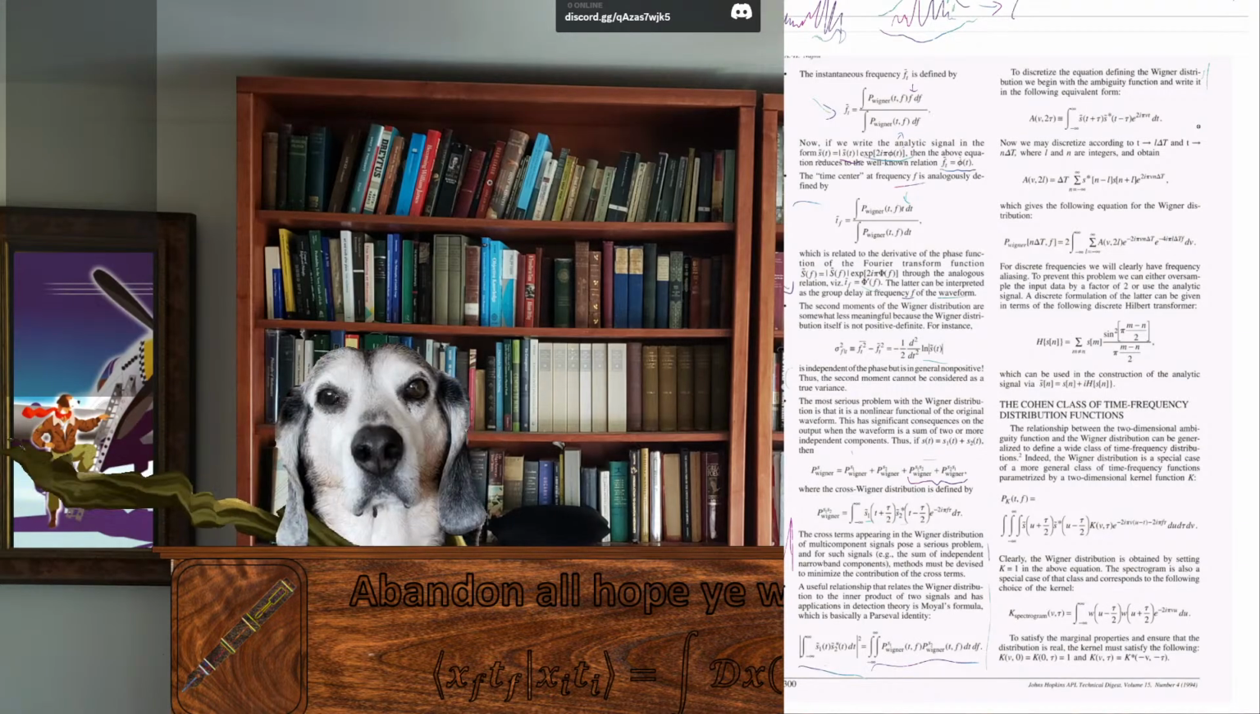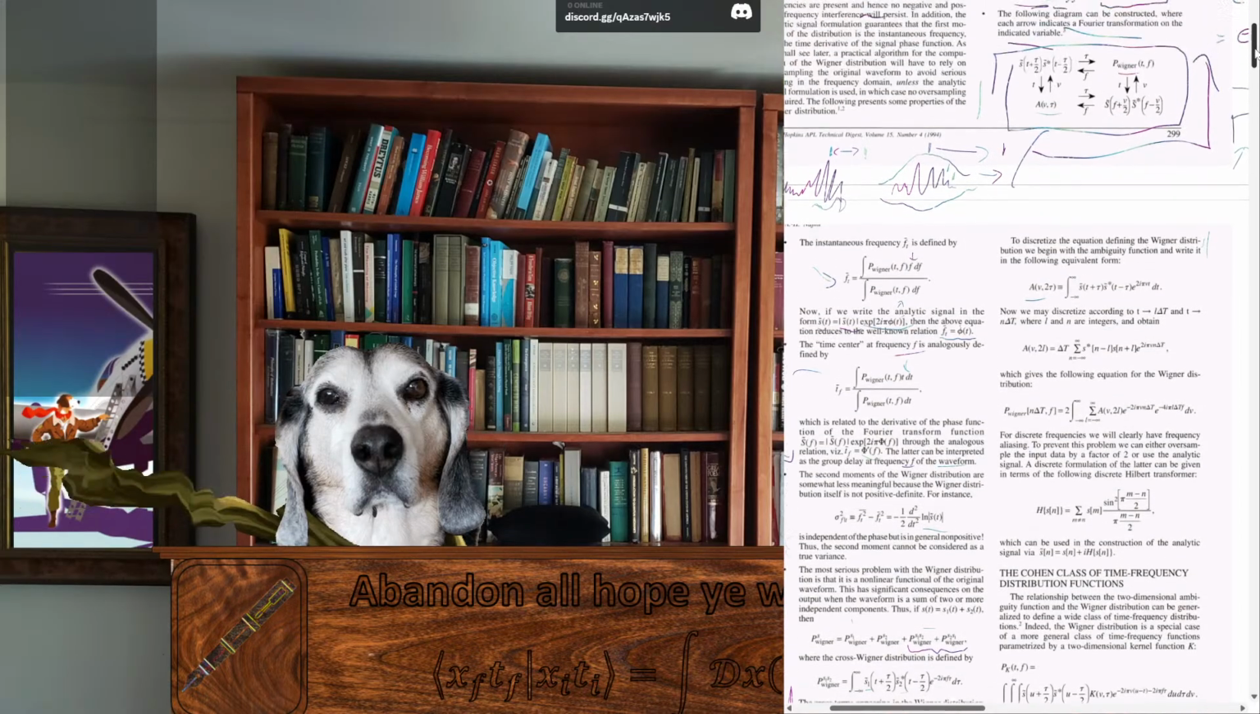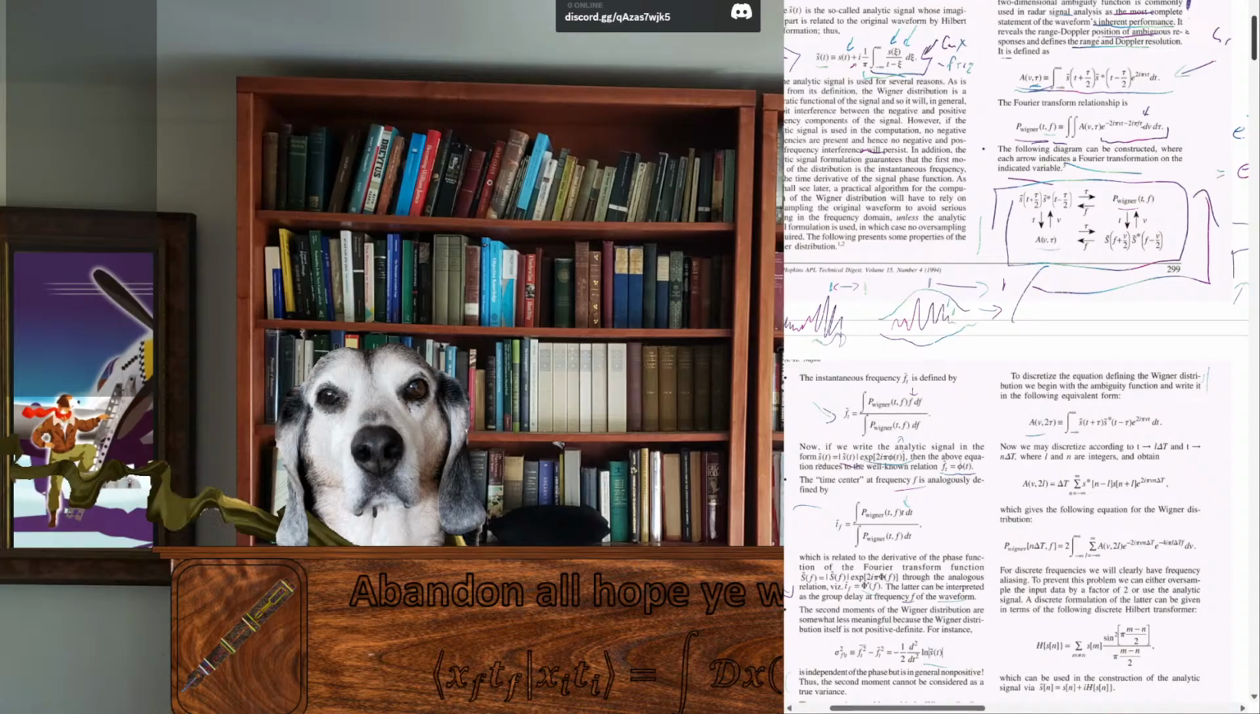Interesting. Okay, let's continue. To discretize the equation defining the Wigner distribution, we begin with the ambiguity function and write it in the following equivalent form: A of nu and 2 tau is the integral of s plus times s minus. So what we've done is we've recentered, right? If we go back to our old ambiguity function, it was tau over 2, and now we've just renamed it to 2 tau for convenience.